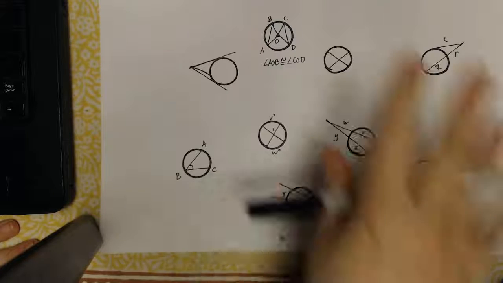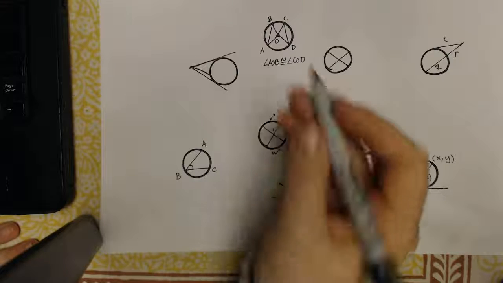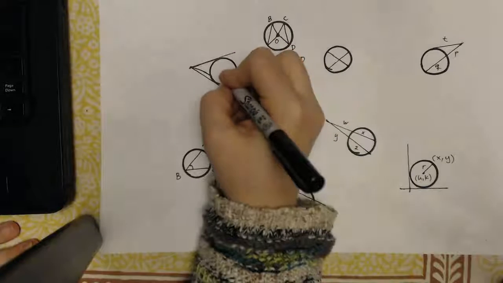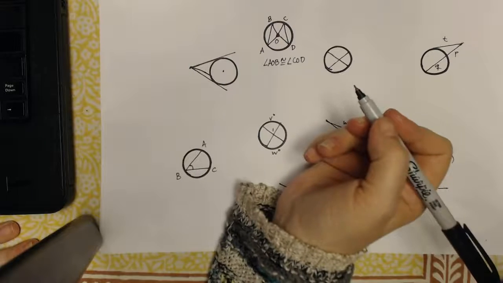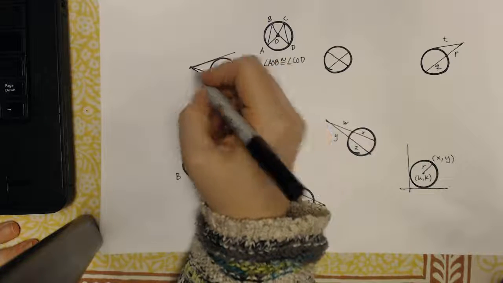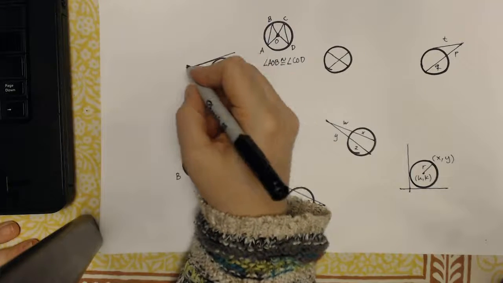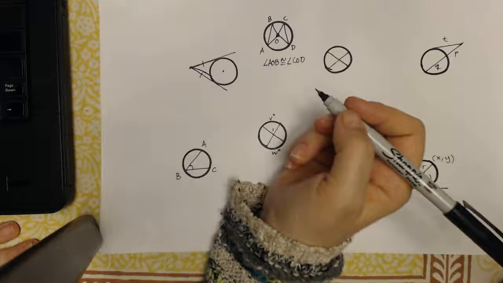So I want to do a quick review of all of the formulas that you should already have and all of the theorems that you should have written in your notes. First, remember we had lots of theorems that dealt with tangents to circles. One of the first ones said that if you have two lines which are tangent to a circle and they intersect at a point outside that circle, then the lines are the same length.